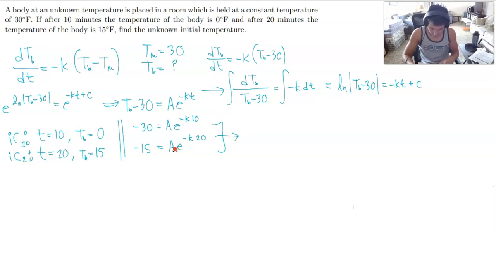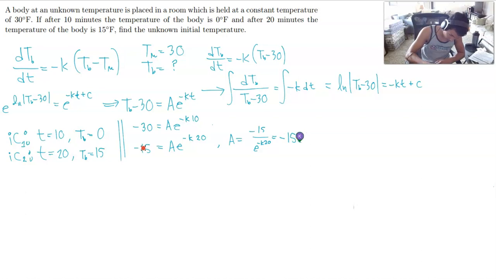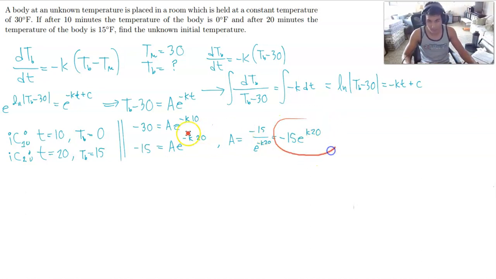We can solve it a little bit easier. If we isolate for A using this one, we see that A is equal to negative 15 divided by e to the negative 20k, which is the same thing as negative 15 e to the 20k. Okay, and then we could plug this into here.